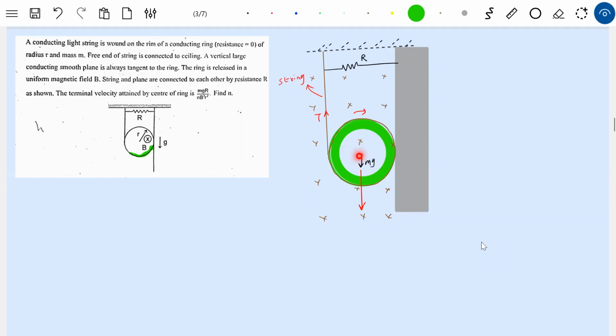Because the flux linking the ring is constant, no EMF is induced. Is it okay? No, in this region the magnetic field is varying. The flux area will vary. This is very important. We already discussed some numericals. Here, this area is varying and this is constant. So write the instruction clearly.